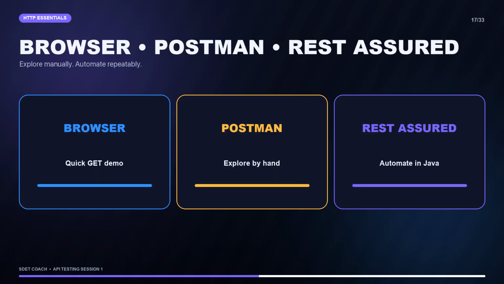A browser address bar can demonstrate a simple GET. Paste a public GET URL, press enter, and the browser sends a request and displays the response. But the address bar is designed for navigation. It does not give you a practical way to create a JSON body, choose arbitrary methods such as POST, PUT and DELETE, or manage test assertions.